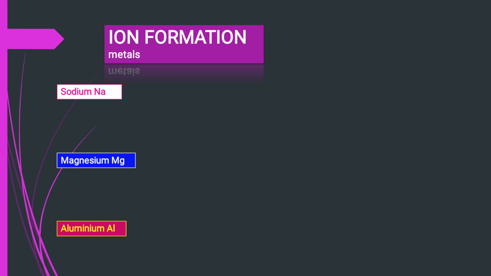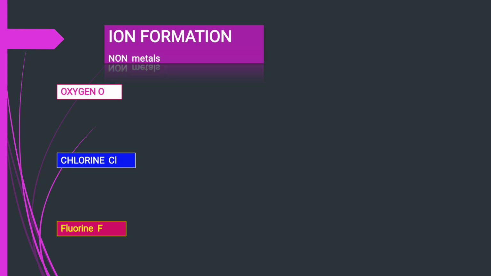Let's now look at ion formation for nonmetals. In our case, we will use the 3 examples that we have: oxygen, chlorine, and fluorine. In these 3, remember that the atomic number of oxygen is 8, the atomic number of chlorine is 17, and the atomic number of fluorine is 9.